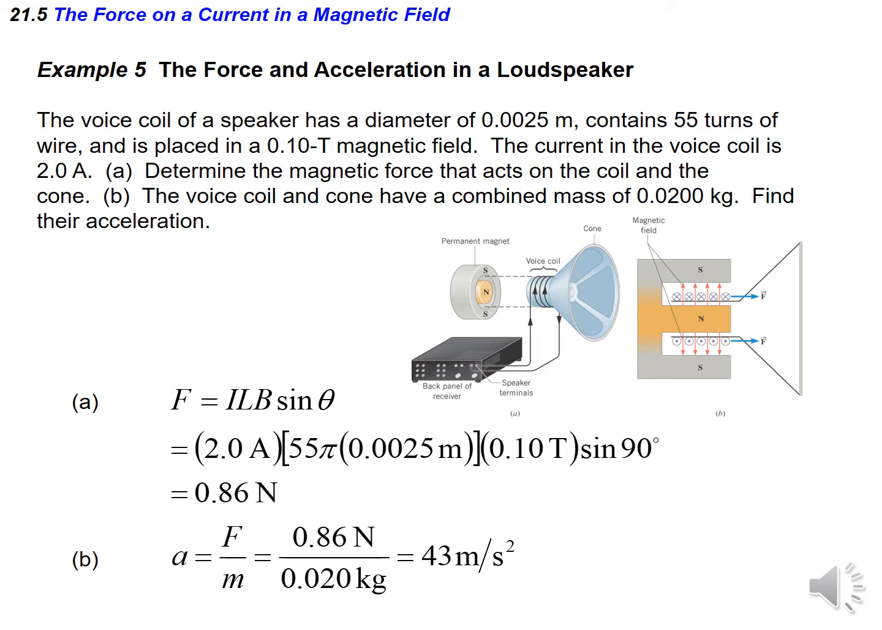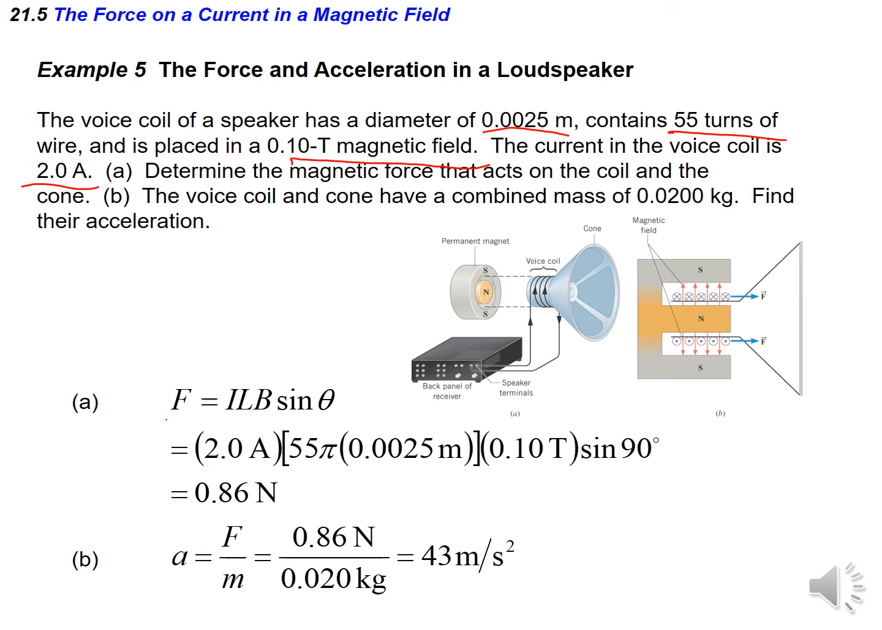Here's an example about the force and acceleration in a loudspeaker. We are asked to get the magnetic force that acts on the coil and the cone, and for the second question, find their acceleration. So we need to identify all the givens. The diameter of the speaker is 0.0025 meter. It contains 55 turns of wire, so the number of turns is given. It is placed in a 0.10 Tesla magnetic field. The current in the voice coil is 2 amperes. So determine the magnetic force.